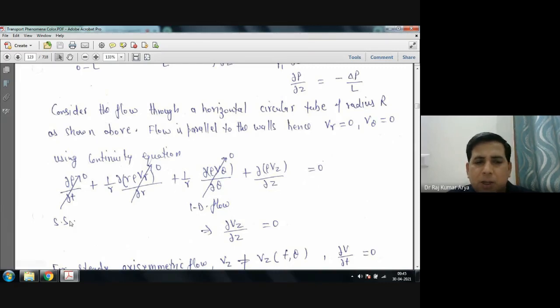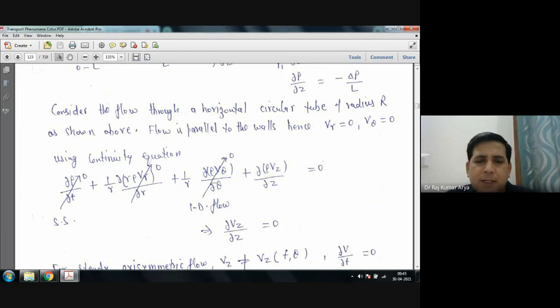So now you are putting in your constraints. You have steady state here, so nothing is a function of time, and then you are cancelling this term because vr is 0 as there is no flow in the radial direction. So the velocity in the radial direction is 0.